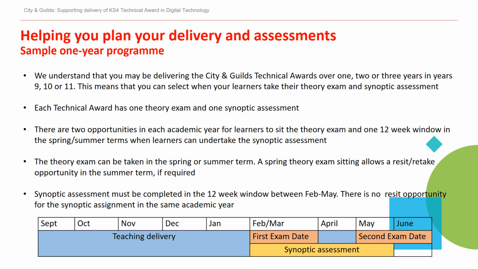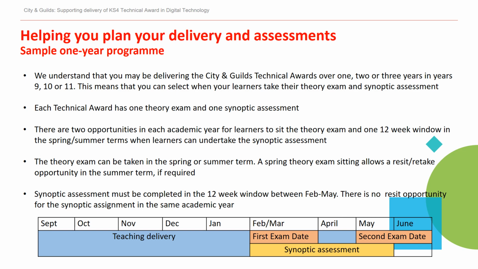You would then register your learners for the end test in the first exam window. The dates are on the website, and the first exam series are in February and March. When your learners sit the first exam, the results of that end test will be submitted to your centre by the end of May. That then allows the centre sufficient time to re-enter learners for the theory exam in the second series if you wish to have a resit or those learners need to improve their marks.